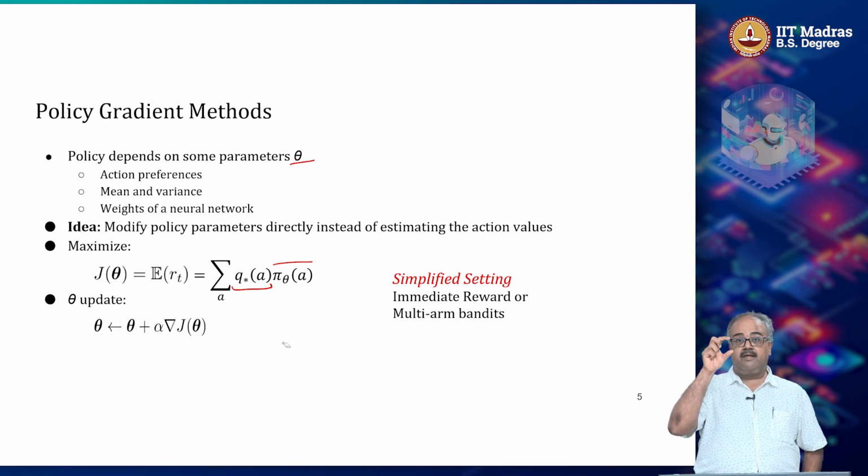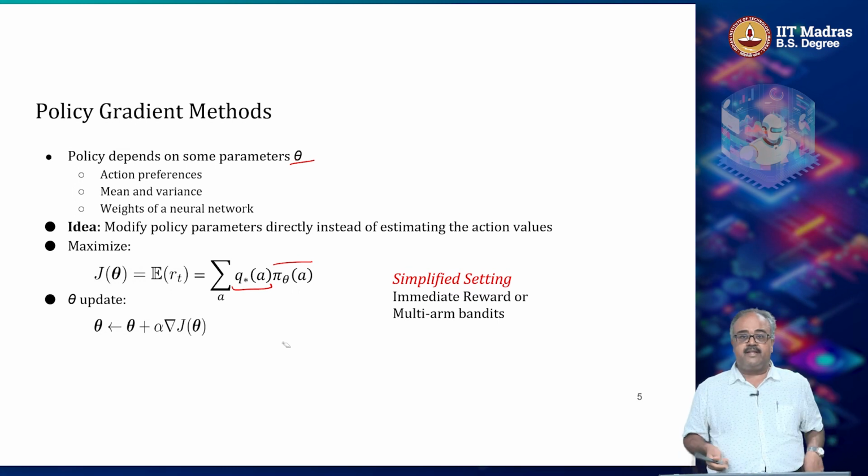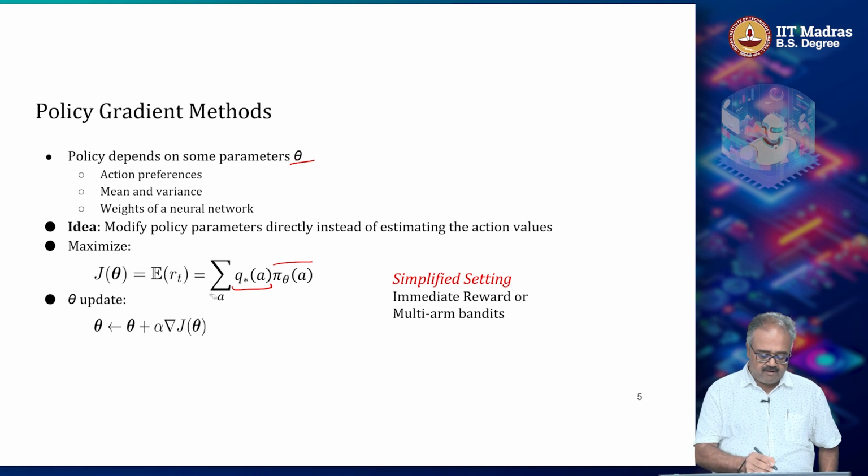So the mean that you have for action a is your q star of a. The q star of a is essentially the mean of the action's rewards, as we did in the programming assignment. So this is the setup.